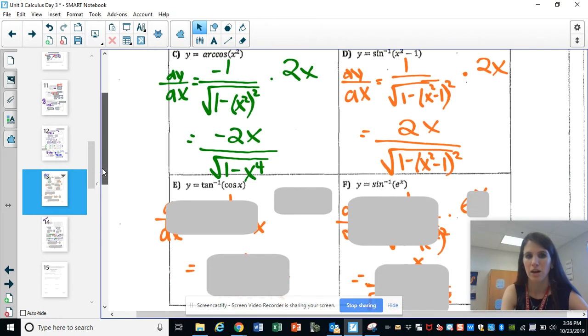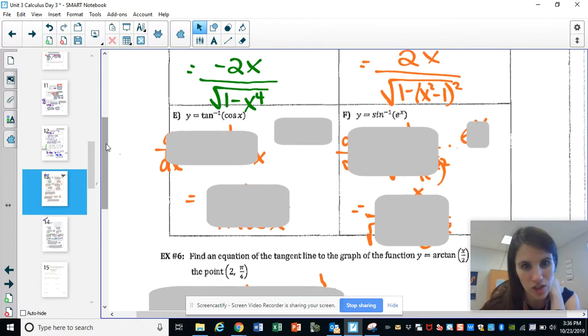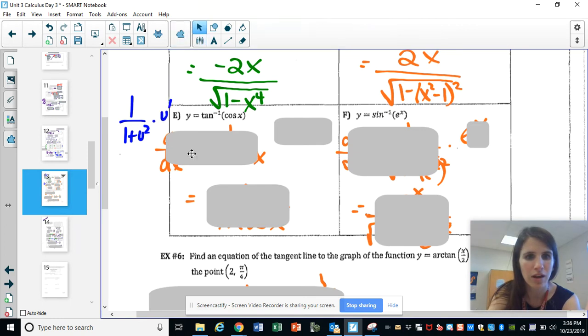Okay. All right, let's look at E, inverse tangent of cosine x. Holy cow. If you need to flip back and look at what inverse tangent is, you can do that now, but try to think about the patterns. What could it be? Well, we started off with square roots. Tangent and cotangent are in the middle, right? They don't have a square root, and they're also plus. So it's really 1 over 1 plus u squared times u prime.